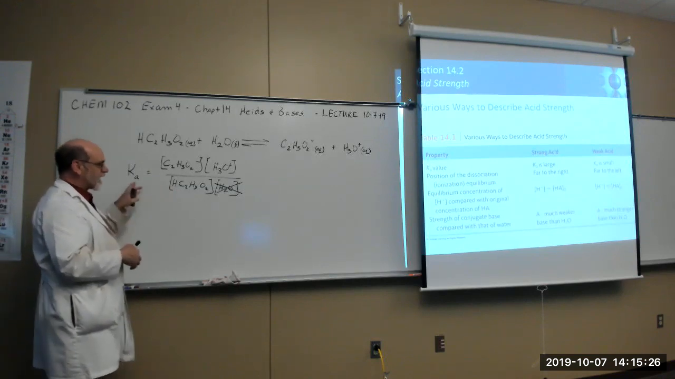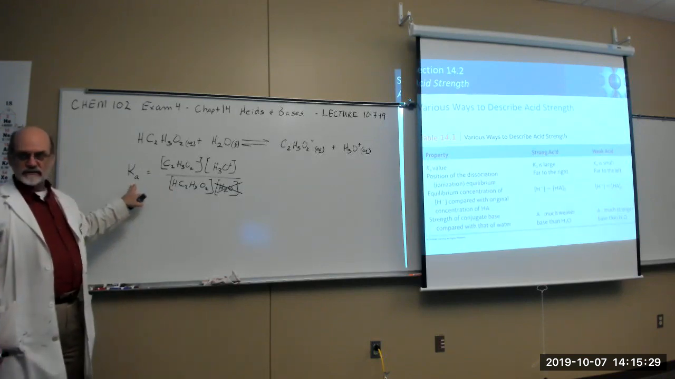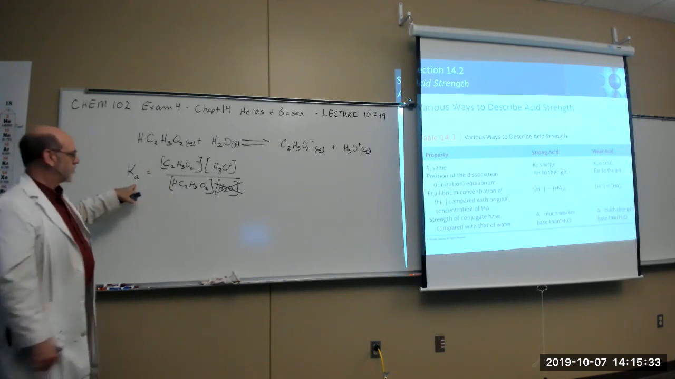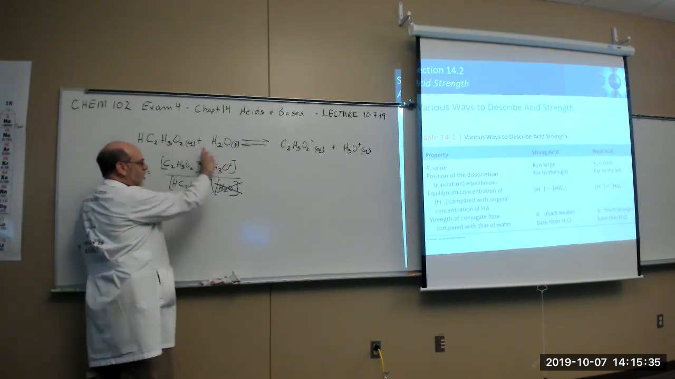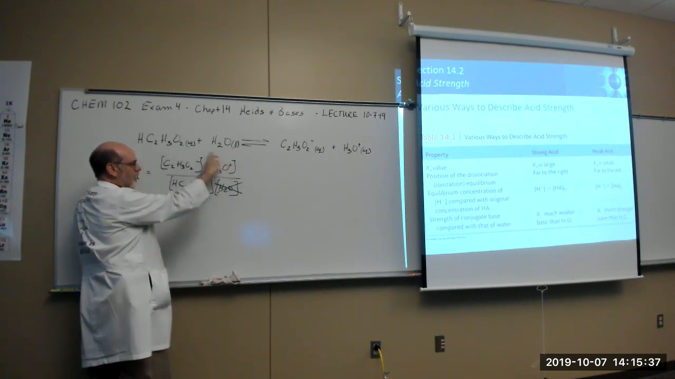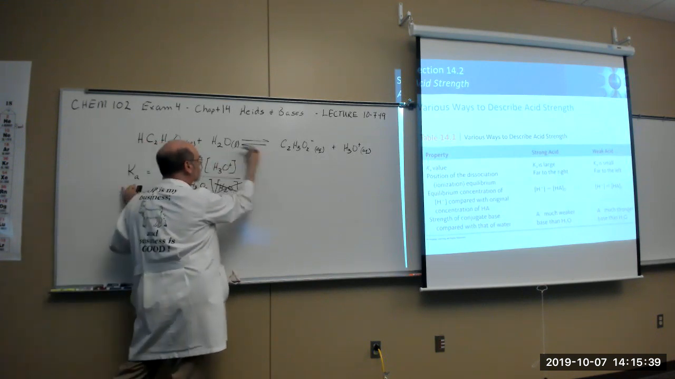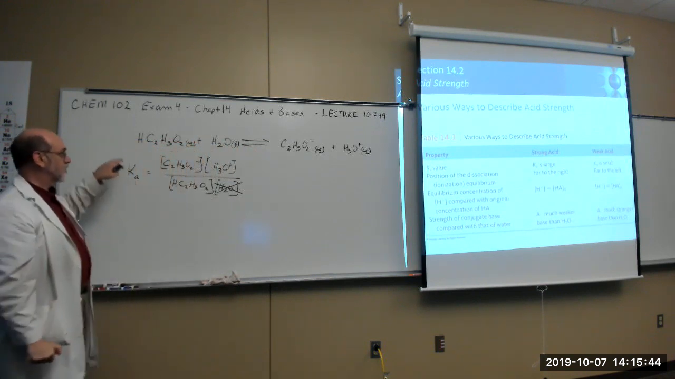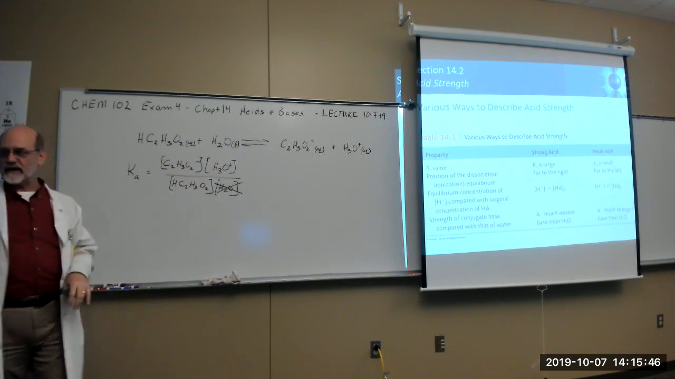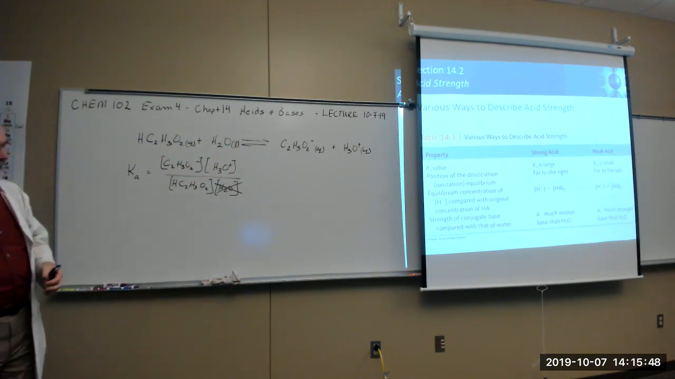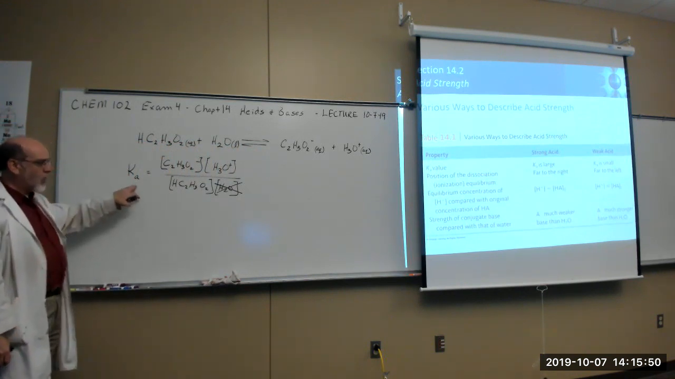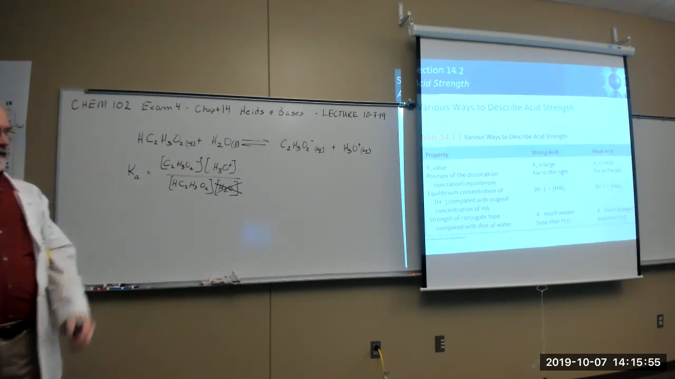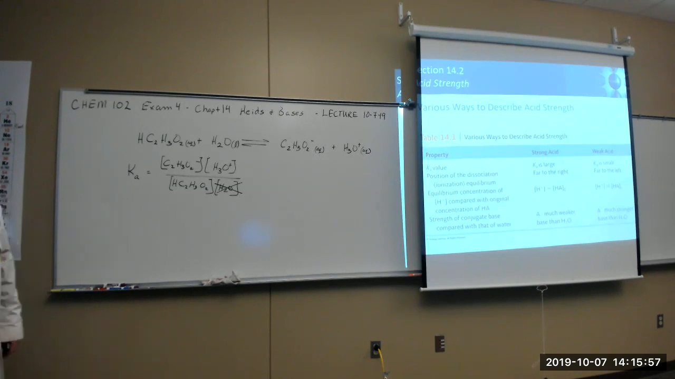Conversely, if this Ka is very small, like 10 to the minus 1, 10 to the minus 2, 10 to the minus 6, that means that this term up here is very small. The product side is very small, which means it's mostly over here. And that just means that it has not dissociated very much. Very little dissociation. So a small Ka means a weak acid. And the smaller the value, the weaker the acid.